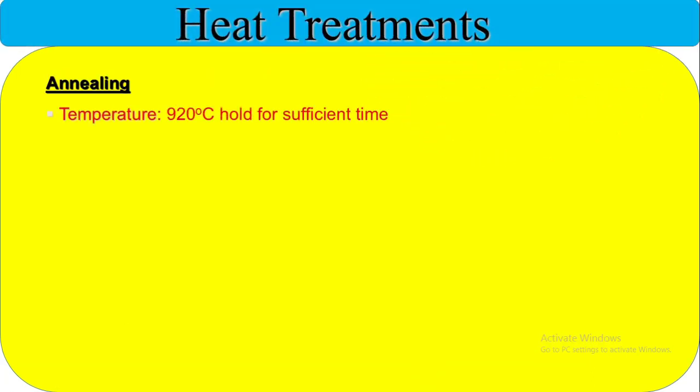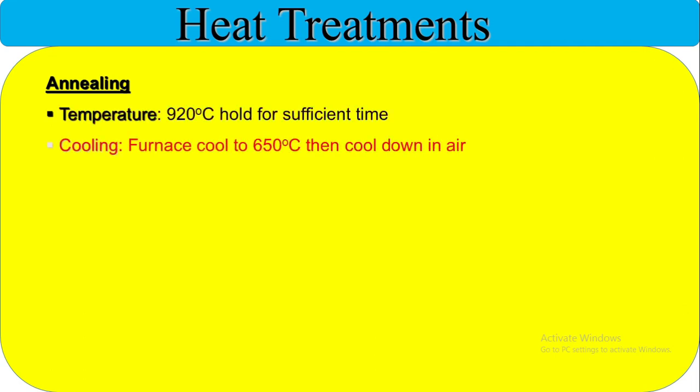Now we'll go one by one, starting with annealing. What is annealing and why? What is the requirement of annealing? The temperature required is 920 degrees centigrade, held for a sufficient time. First the temperature should reach 920 degrees centigrade and be held for sufficient time. That is called the soaking time. Cooling is furnace cool to 650 degrees centigrade, then cool down in air. So for annealing, first you cool in the furnace up to 650 degrees centigrade, then cool down in air.